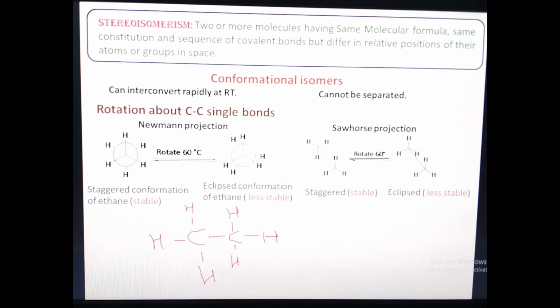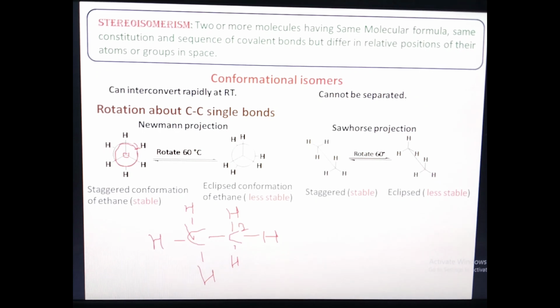So we can see that this is the Newman projection formula. This point is considered as one carbon, and the bigger circle is the other carbon, which is behind this carbon atom. Let's consider this is carbon number 1 and this is carbon number 2. Carbon number 1 is attached to 3 hydrogens and carbon number 2 is attached to 3 hydrogens.